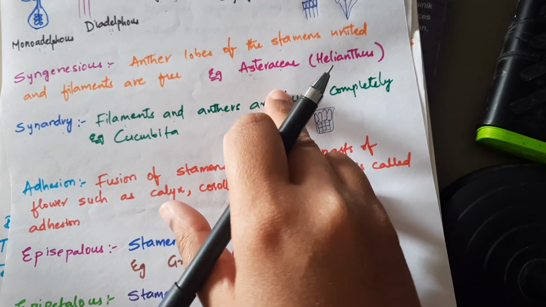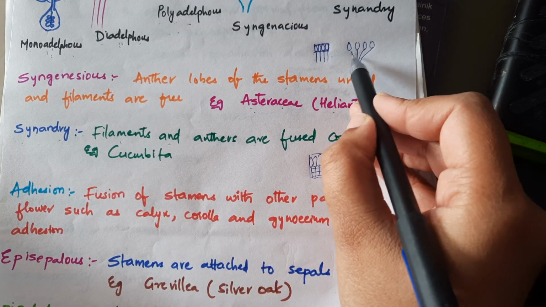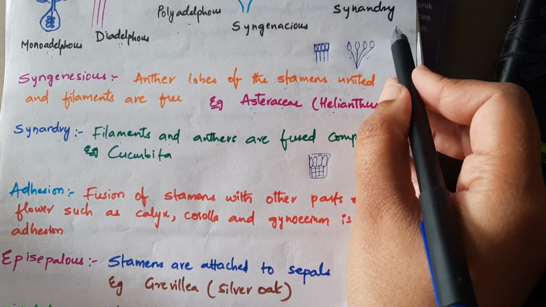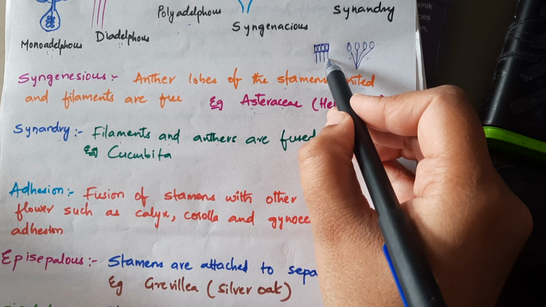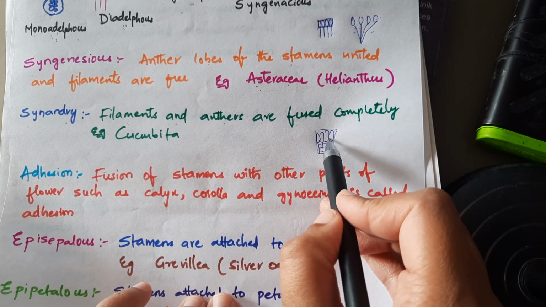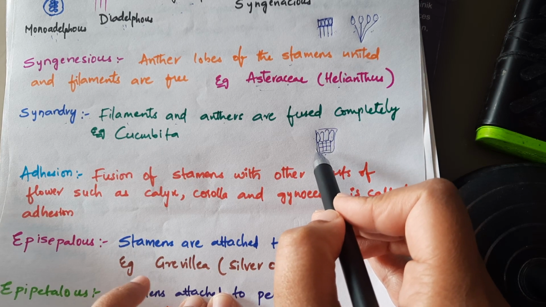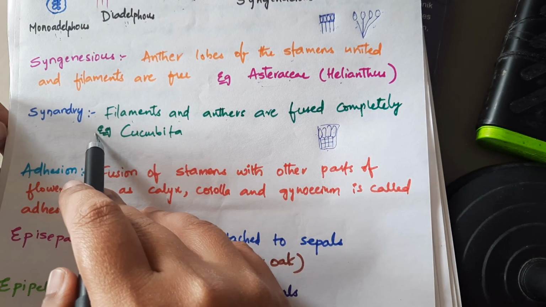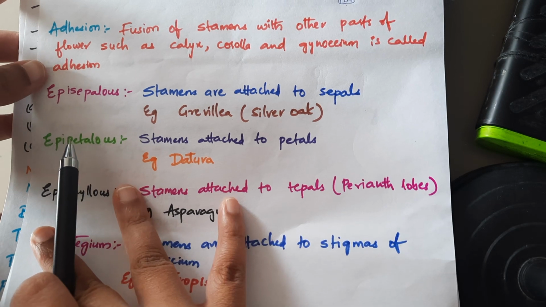So what is adelphi? Adelphi means the filaments are fused and the anthers are free. Anthers are fused and filaments are free, that is the syngenesious. Synandry means both filaments as well as anthers are fused. So that is the adelphi, syngenesious and synandry. Let us move to the next, that is the adhesion.